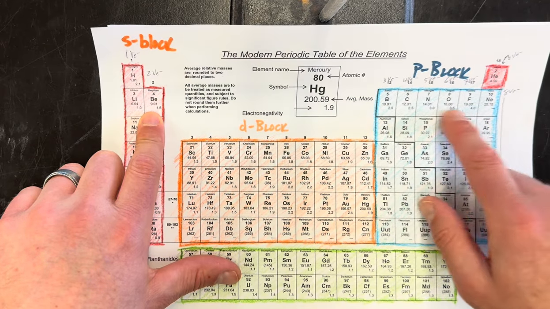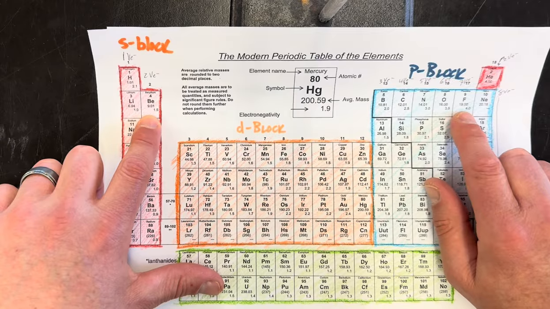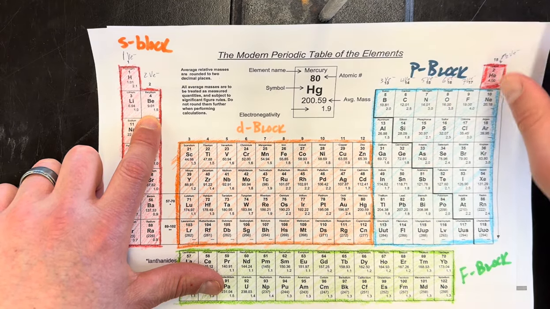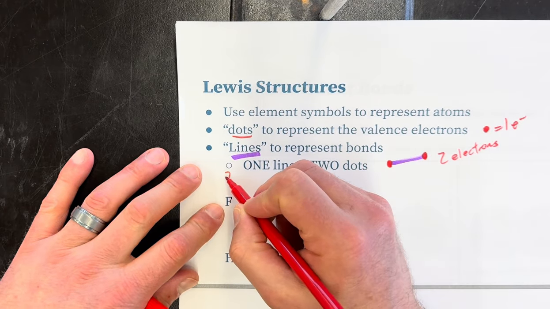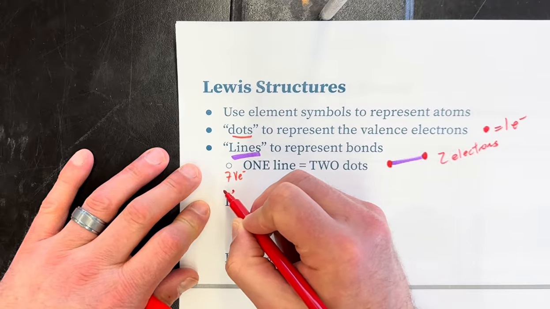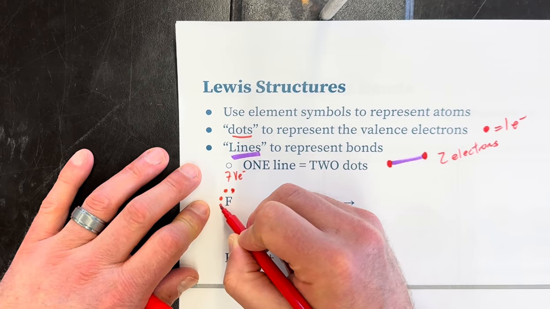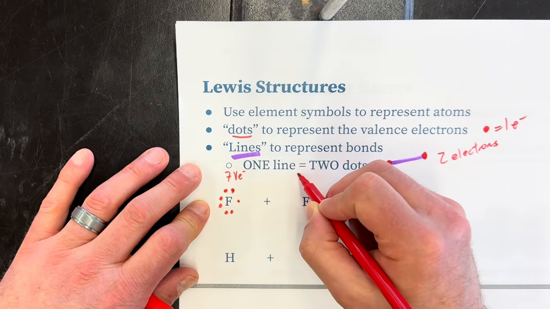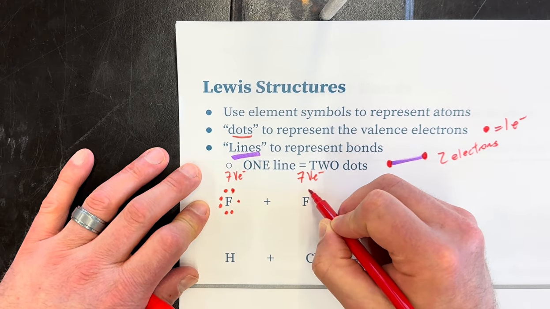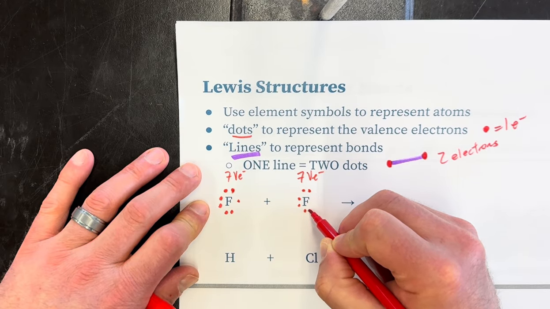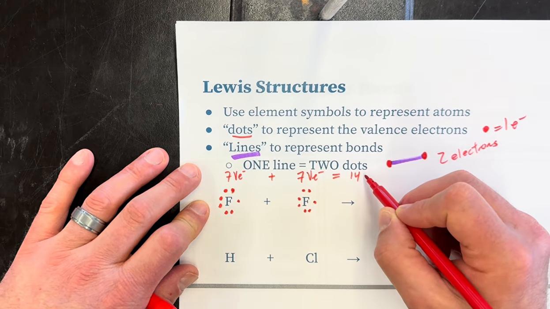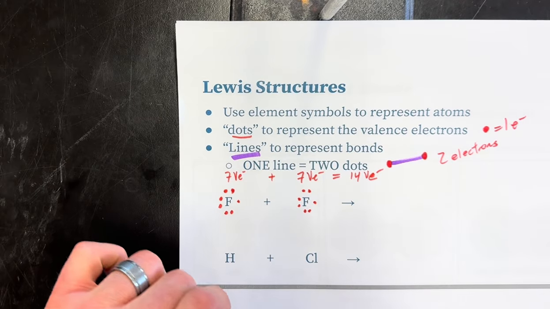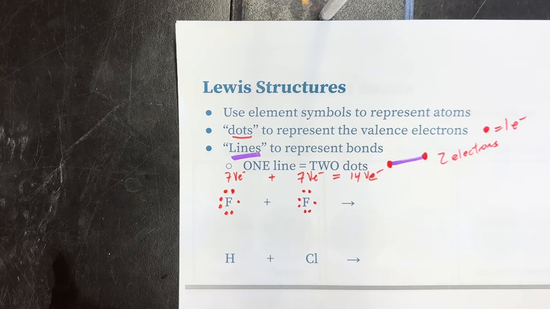So going back to fluorine, if we look at fluorine here, we can identify that fluorine ends its electron configuration with S2P5, which means it has 7 valence electrons. So when I go down here, I'm going to draw dots to represent 7 valence electrons. So I have my 7 valence electrons, and I'm going to draw dots: 1, 2, 3, 4, 5, 6, and 7. And this one has 7 valence electrons as well. So 1, 2, 3, 4, 5, 6, and 7. Now, 7 plus 7 is equal to 14 total valence electrons. And that total number of valence electrons is going to be important when we finalize our structure.